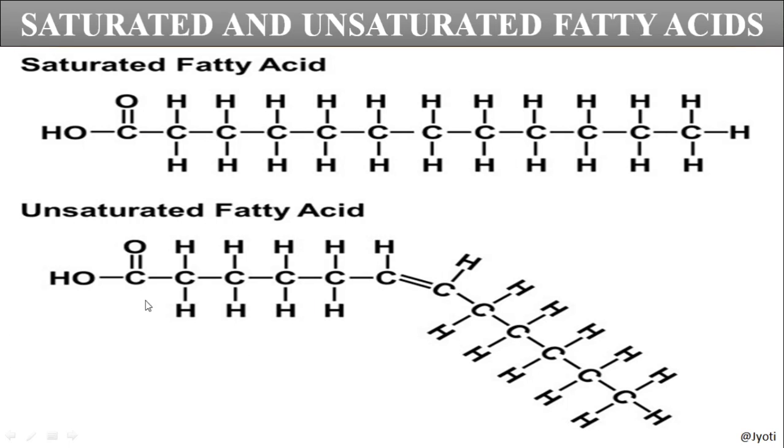Now coming to the unsaturated fatty acid, here you can see in the chain a double bond or triple bond may be there. One or more double bonds or triple bonds may be there. In this picture you can see that it has an acidic group, that is the carboxyl group, but here a double bond is there. So it is an unsaturated fatty acid.